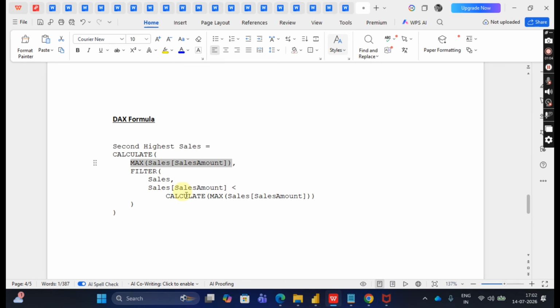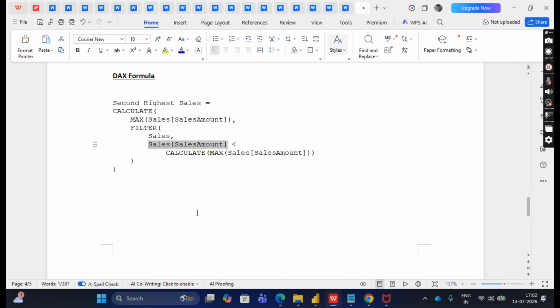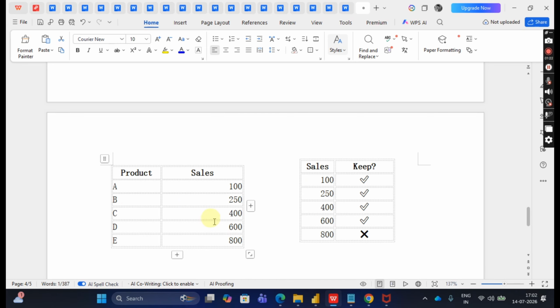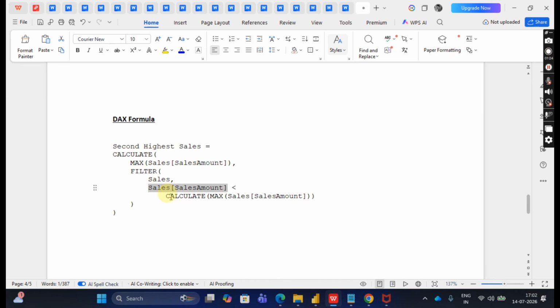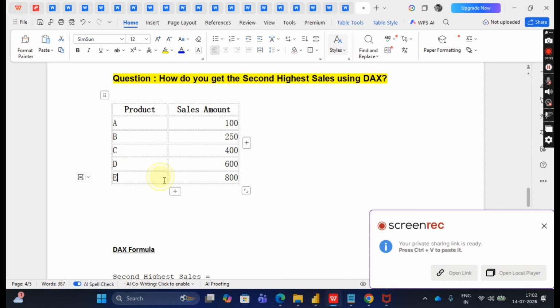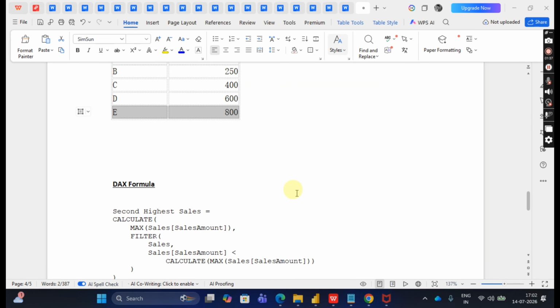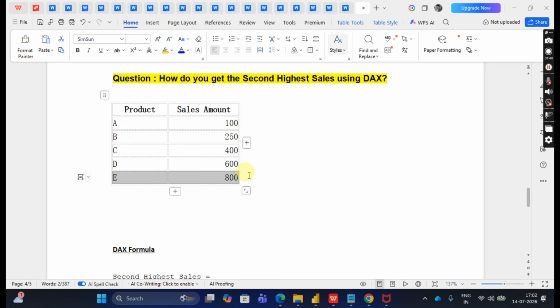Now the FILTER function starts checking every row in the sales table. The next part is sales amount is less than. This condition tells Power BI to keep only those values that are less than the highest sales value. CALCULATE MAX of sales amount first finds the highest sales value. In our example, the highest sales is 800. Think of this like a subquery in SQL. This expression will be evaluated first and it will store the highest sales value from our table.